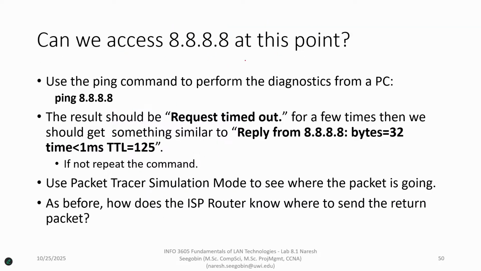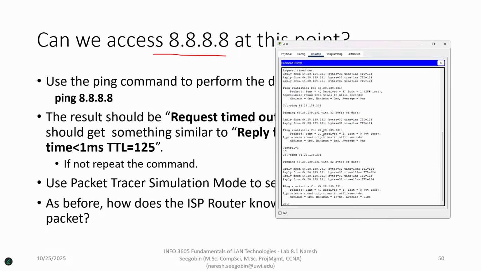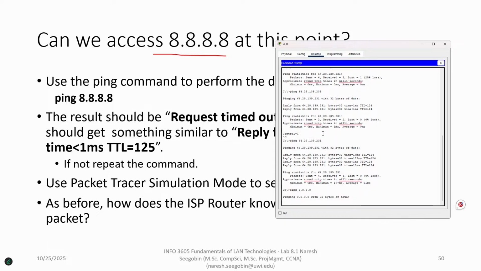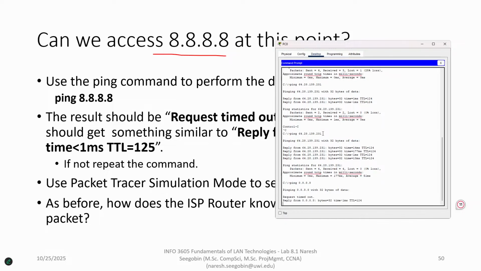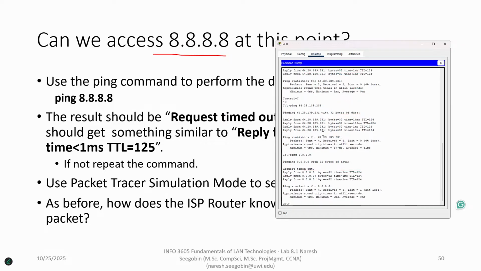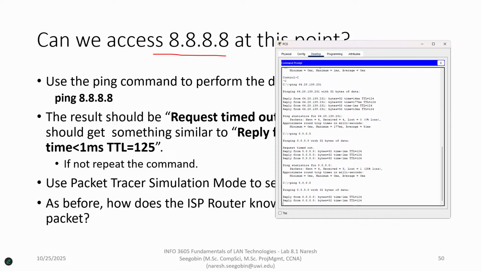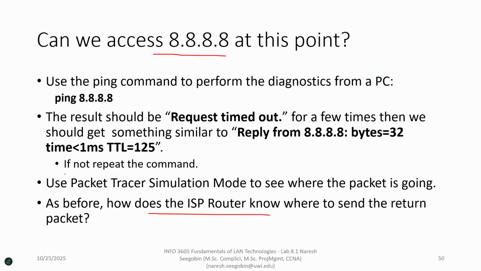Right, so can we access 8.8.8.8 at this point? Who's on 8.8.8.8? Well, we know that's Google DNS. So let's try pinging it from PC0. Right, I said request timeout, and it's supposed to get a reply, right? Which means DNS is working. And how does the ISP know where to send a return packet from? We worked it out, right?